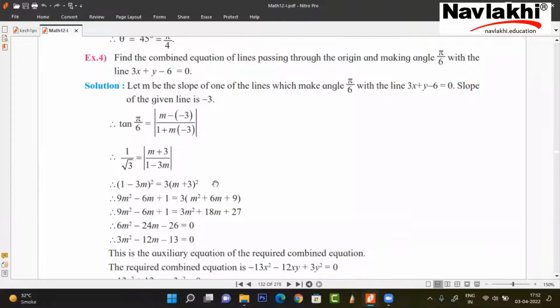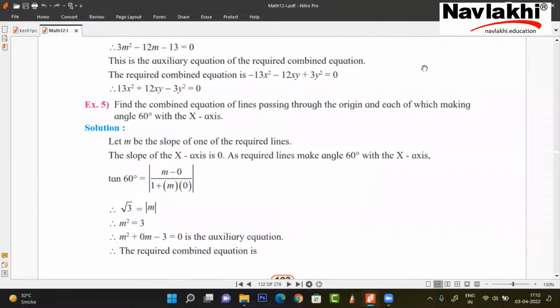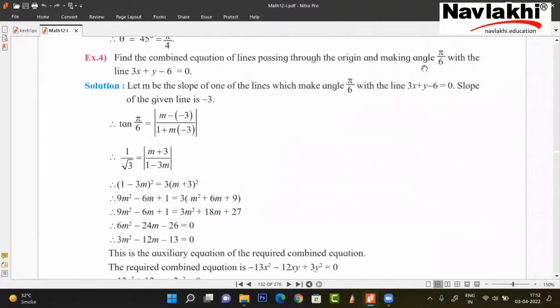Start with example 4. Find the combined equation of lines passing through the origin. They are making... Classic question. Very important question. Generally in your CET paper, either you'll get this example 4, example 5, or you'll get the question from the exercise of the previous one, the first exercise.